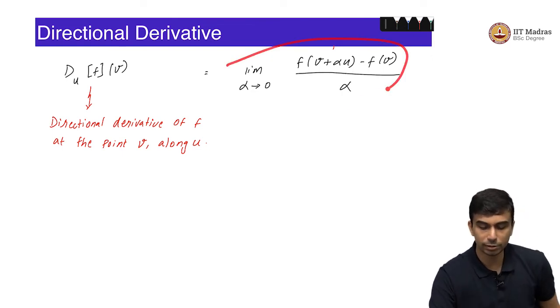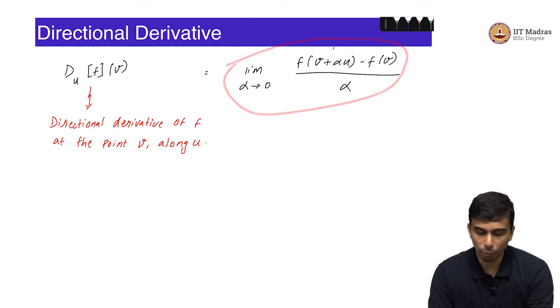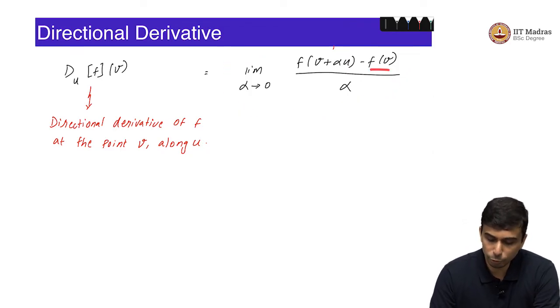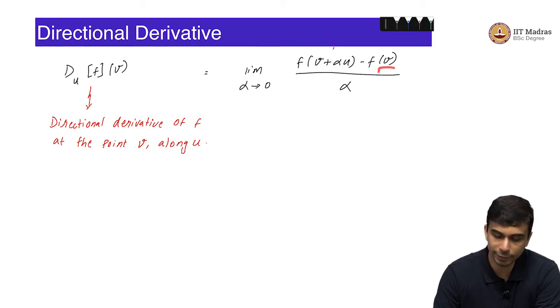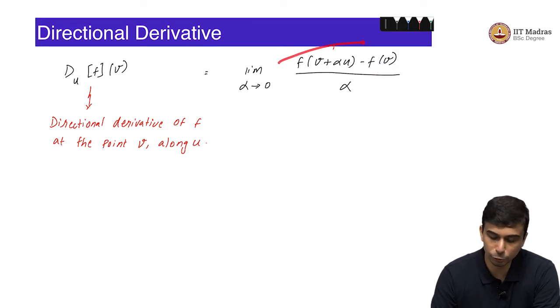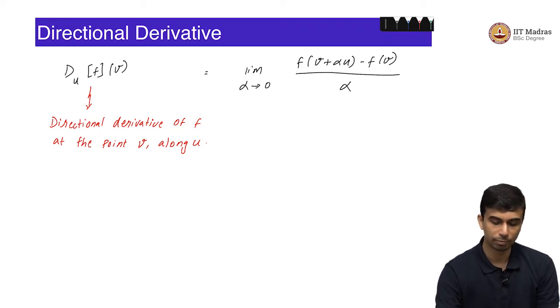Let us try to interpret this expression. What this is saying is, we want to move from v along the direction u. You are at the point v and you want to move along the direction u, and you are trying to quantify the rate of change of the function as you move along the direction u. That is the directional derivative of f along u. Okay. How will we compute this?